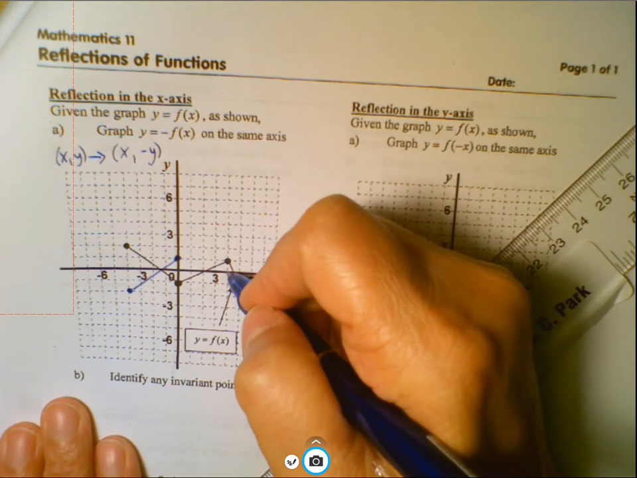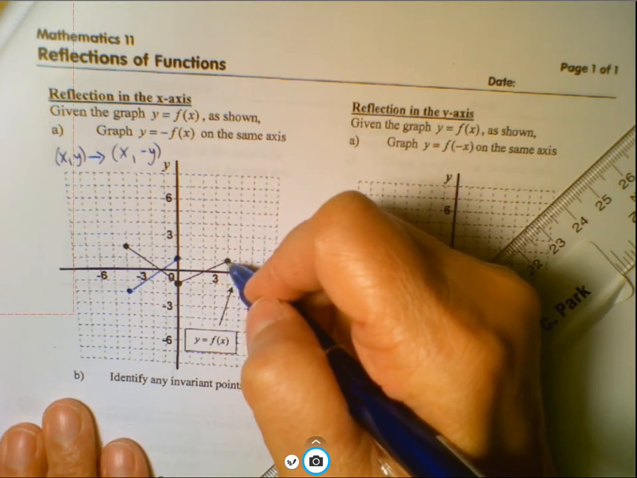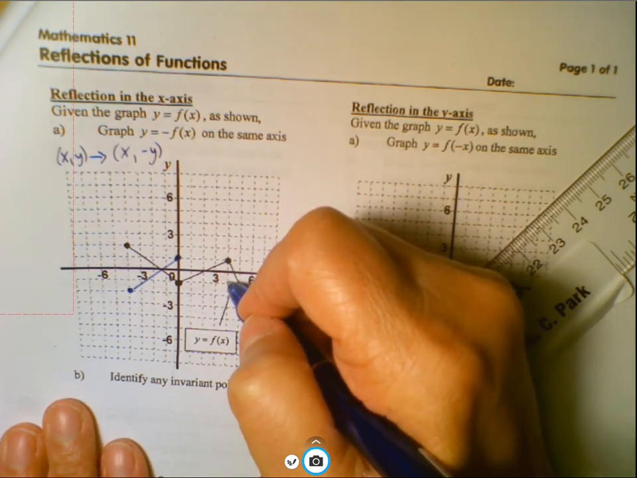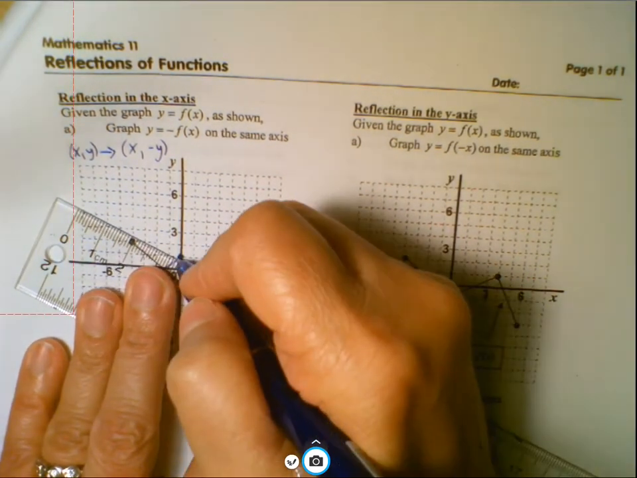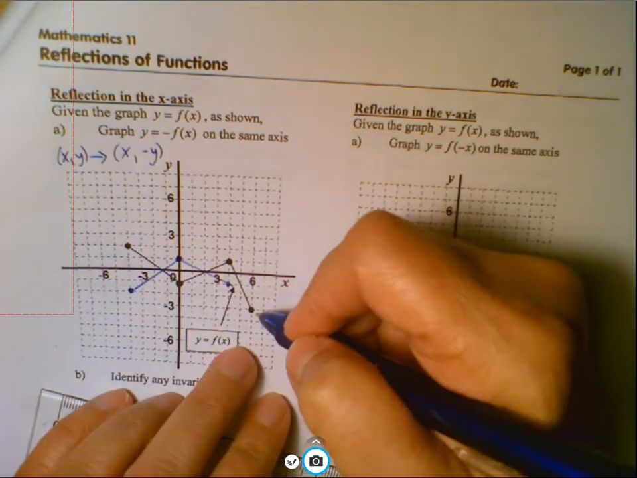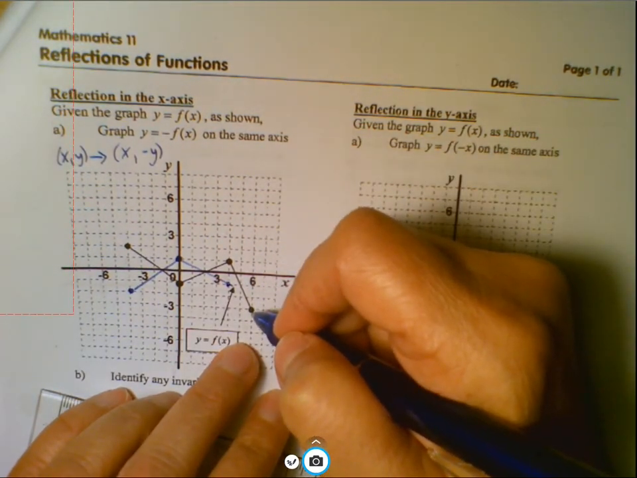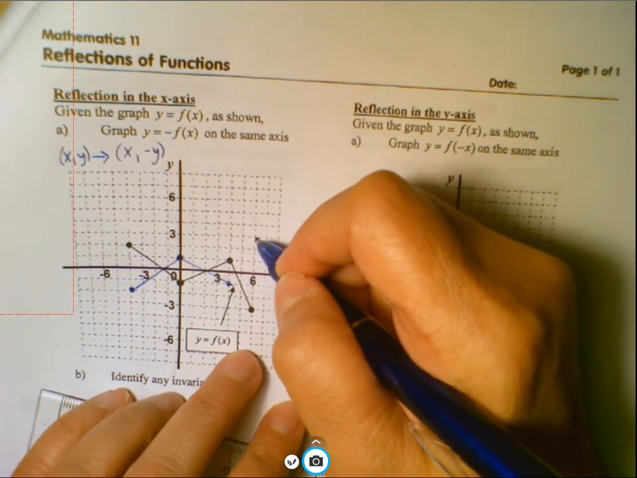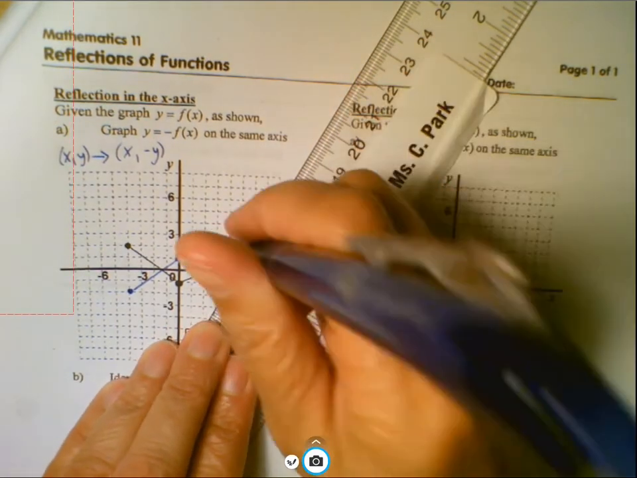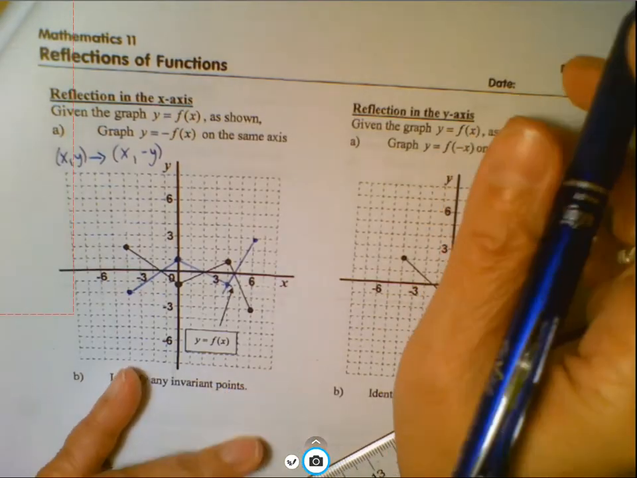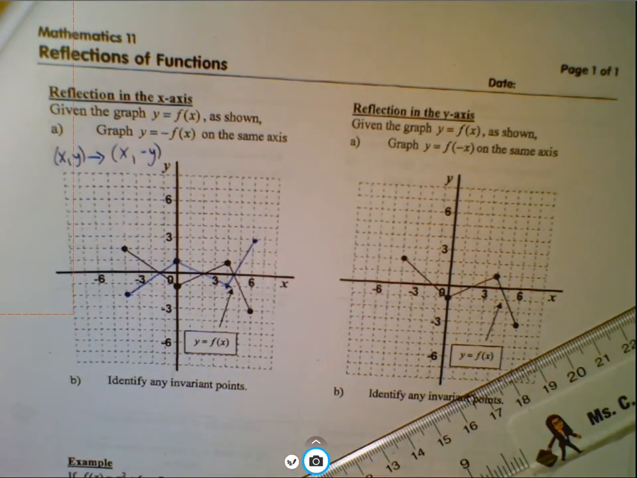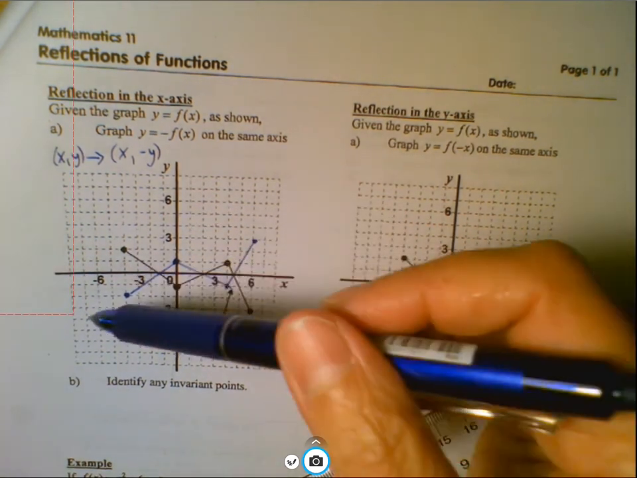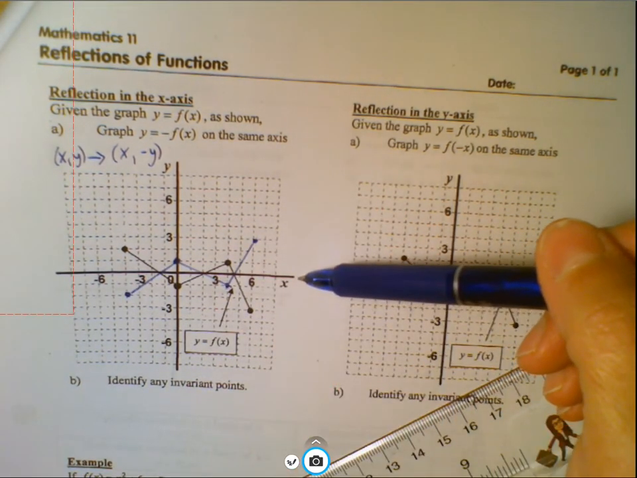All right, here's the point (4, 1). So apply the mapping rule. I'm going to get (4, -1). I'll connect dots. And here is (6, -3). Apply the mapping rule. I'm going to get (6, 3). All right, and what I've created, this new graph, looks like this. And it is a reflection of the original graph using the x-axis as the mirror.